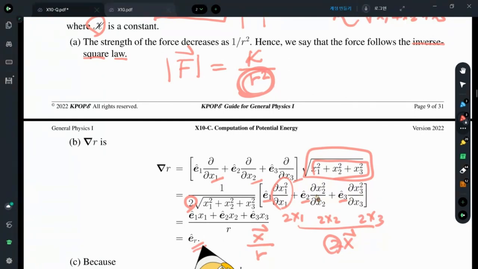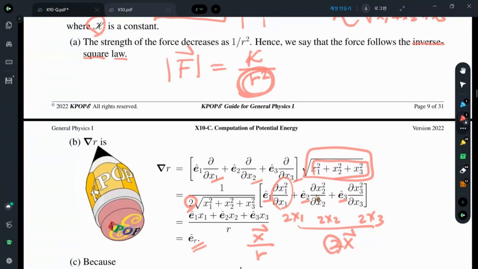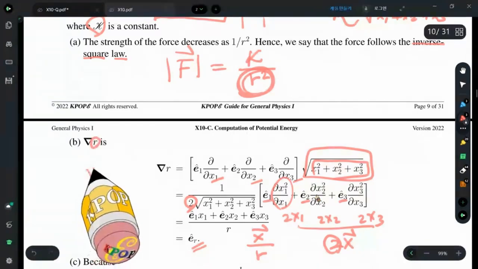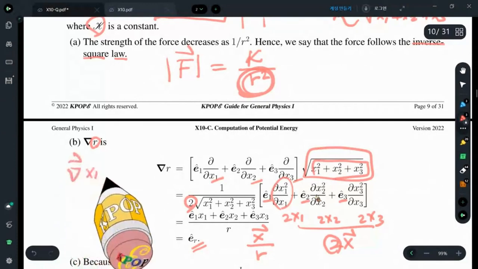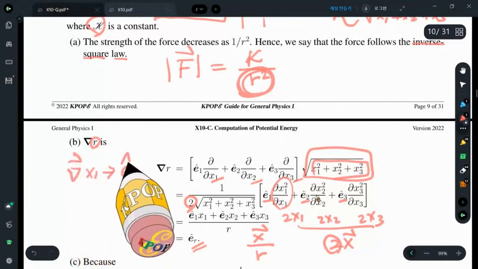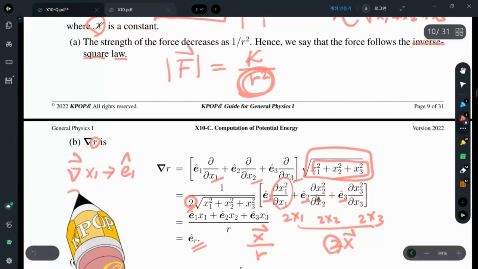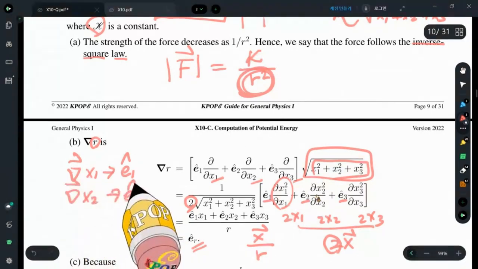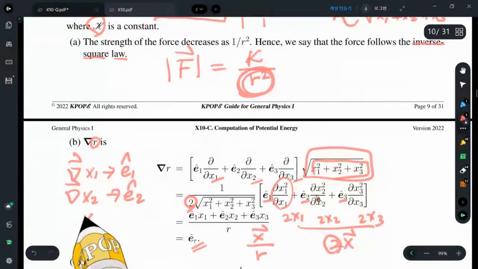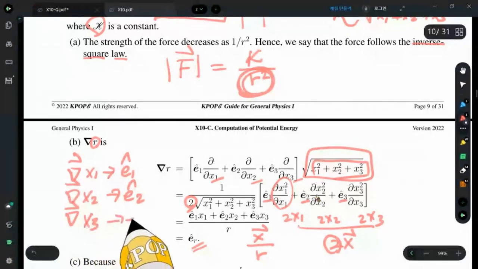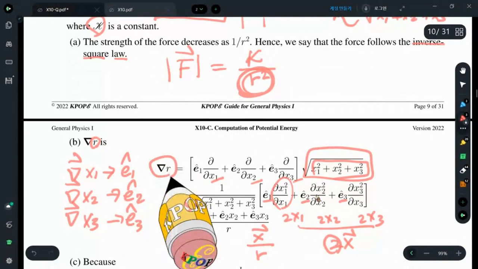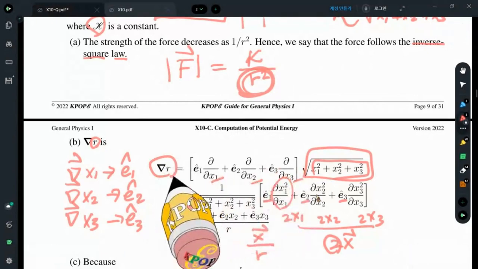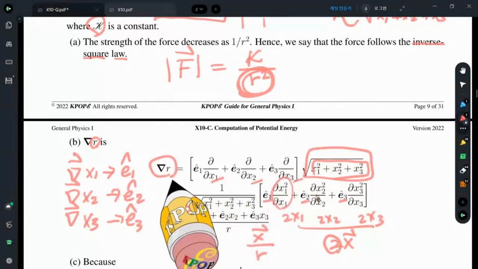You have noticed that any coordinate's gradient, for example, x1's gradient, is the unit vector along the x-axis. Gradient of y is the y-axis unit vector. Gradient of z is the z-axis unit vector. And gradient of r is the unit radial vector. Very simple.